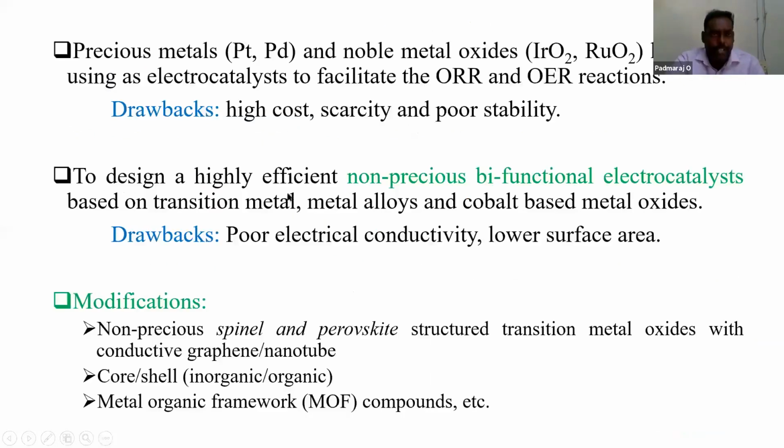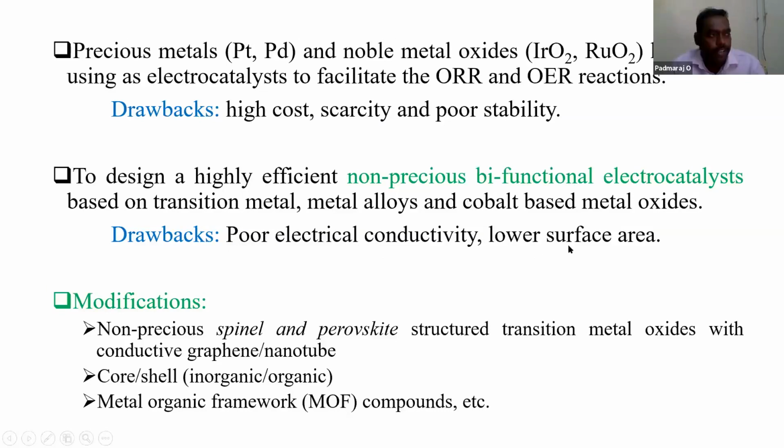Development of non-precious catalysts. Generally, precious metals and noble metal oxides have been used as electrode catalysts to facilitate the ORR and OER reactions. They have drawbacks: high cost due to scarcity, and poor stability. So researchers have been focusing on developing non-precious bifunctional electrode catalysts based on transition metals and cobalt-based metal oxides. What is the drawback? Poor electrical conductivity and lower surface area.